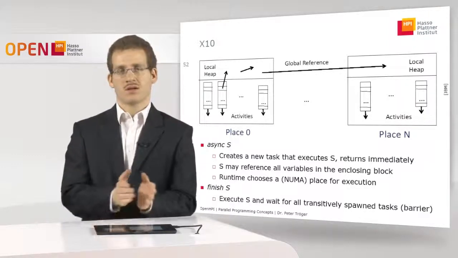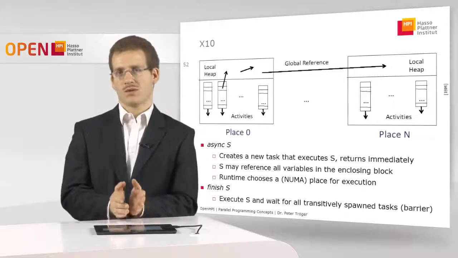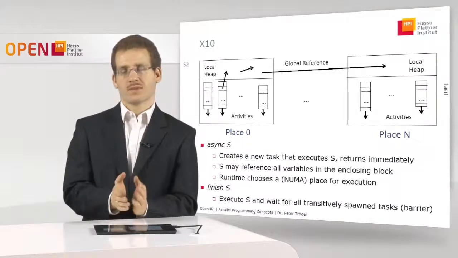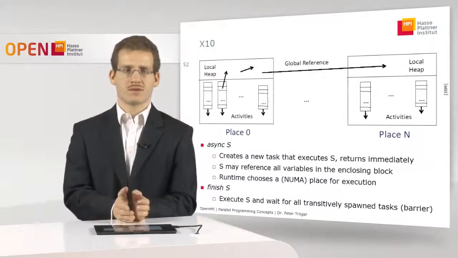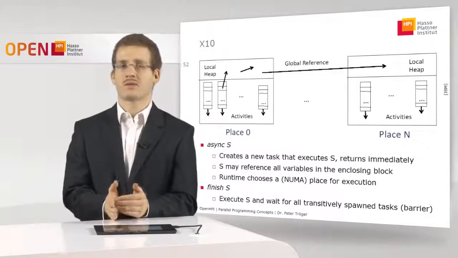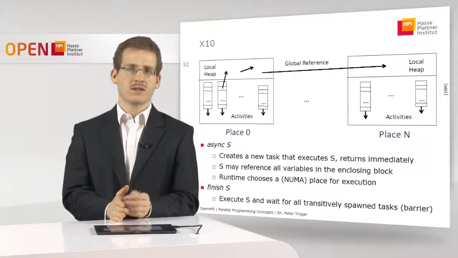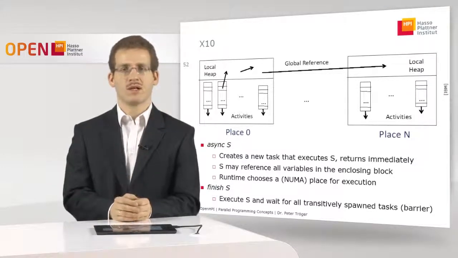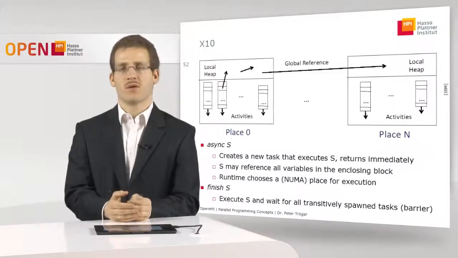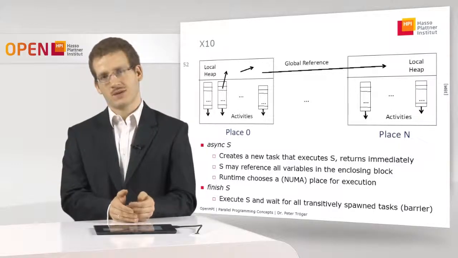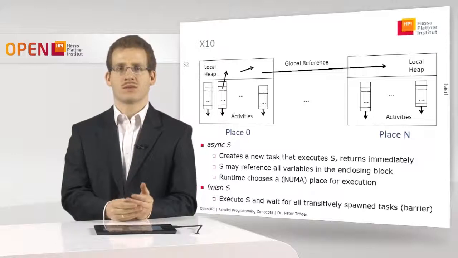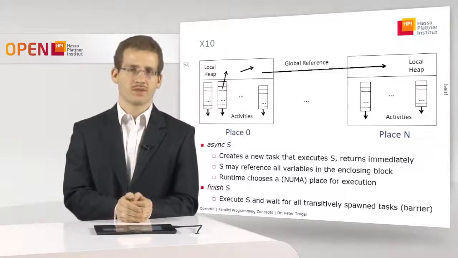It may check the load conditions, see which of the different places has no activities at the moment, or where more operating system resources are free. So you as a developer are completely decoupled from these decisions. The runtime is doing this for you. The second main keyword, similar to what we have seen before, is finish, which allows you to execute a code block but then wait for all the transitively spawned threads and tasks. So this is similar to what we saw with the Cilk synchronization primitives.